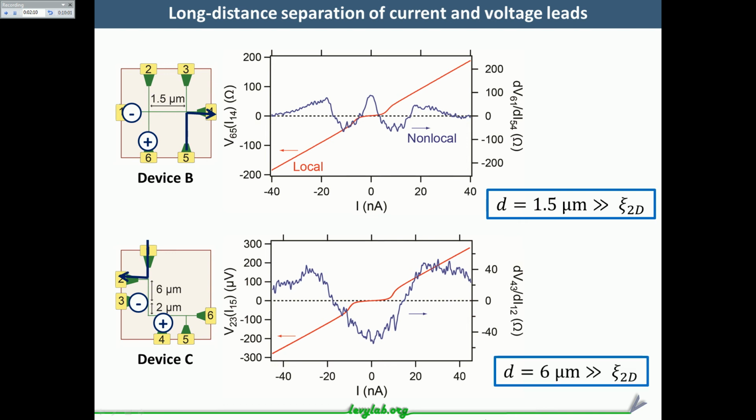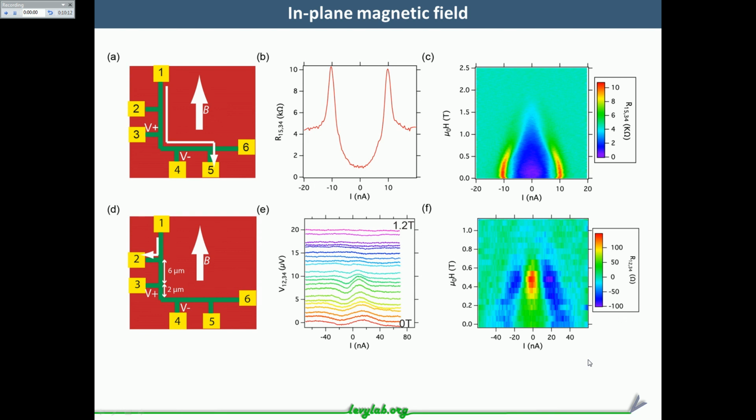Okay, so here's the separation between the current and voltage lead. 6 microns, which is much greater than the 100 nanometers. So this slide needs some work, but if we compare the local resistance to the non-local resistance dependence on the magnetic field, we see that as the superconducting state is extinguished at high current, the sign of the non-local resistance changes again. That's what I want to show here. I don't think this slide is done yet.